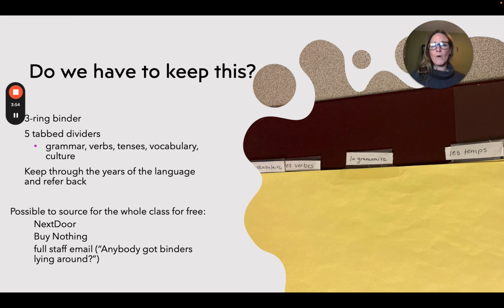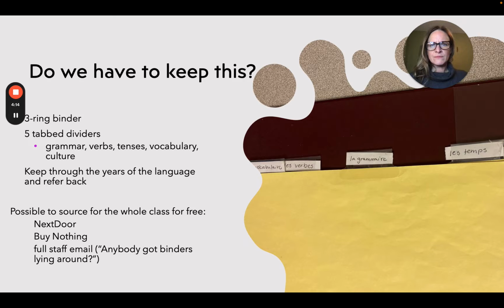But if you want a certain brand or certain colors, or it has to match something you already have, that's fine too. You can buy your own. So Nextdoor, Buy Nothing, and staff emails, I found great ways of getting both the binders and the dividers.